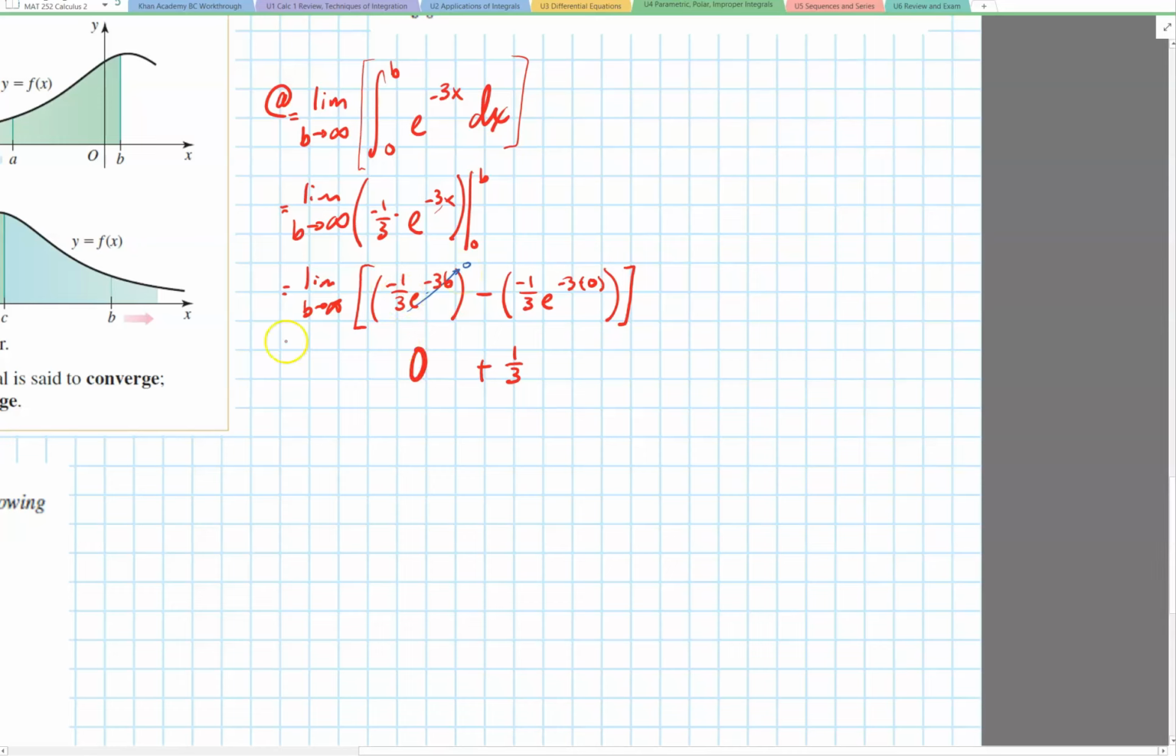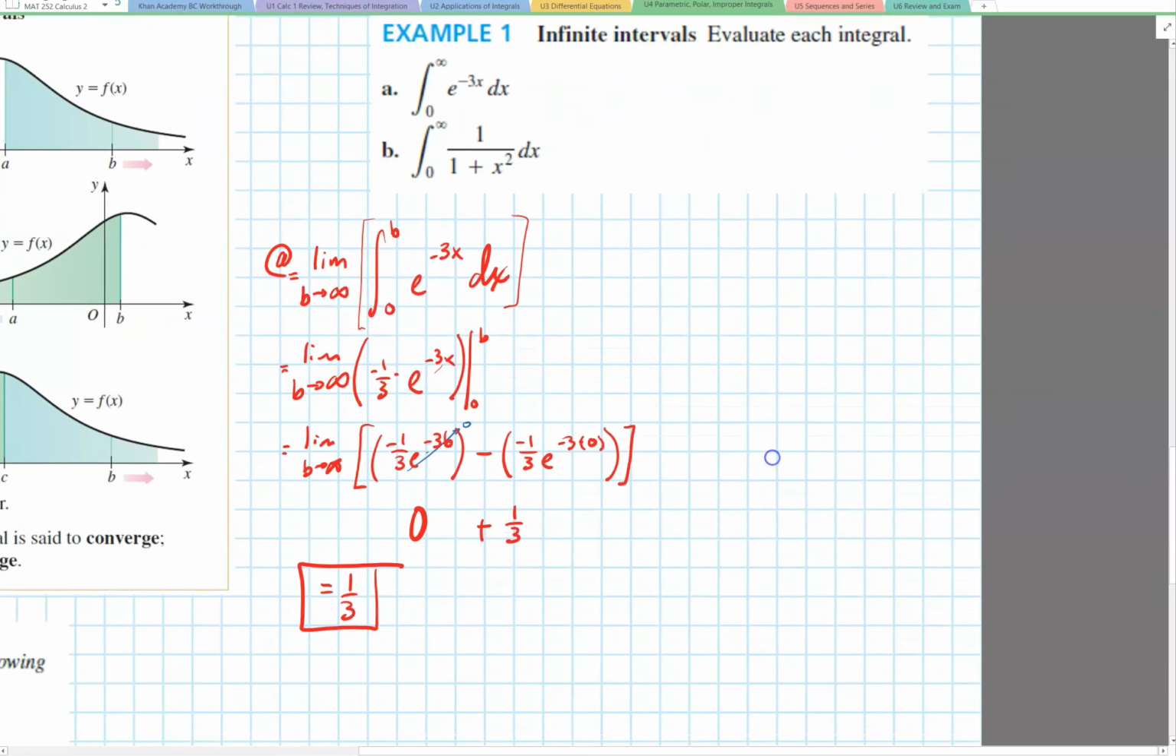So now we see the limit of this expression is 0 plus 1/3, or just 1/3. The area underneath this particular curve between 0 and infinity is 1/3. Let's take a look at another.